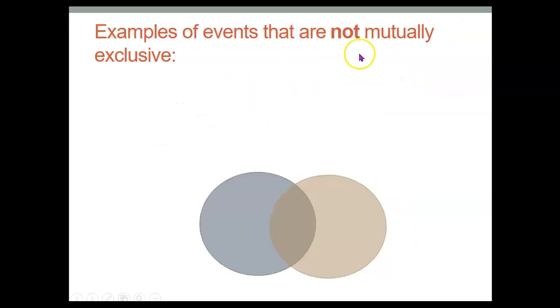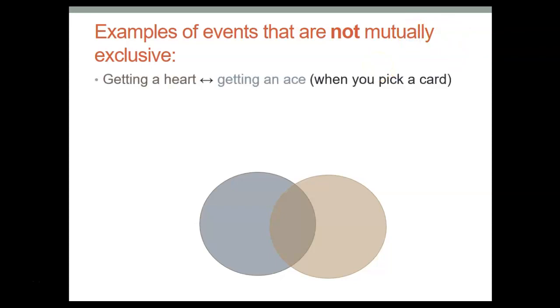Now here are some examples of events that are not mutually exclusive. That means that they could both be true at the same time. Getting a heart and getting an ace. If the card you happen to pick is the ace of hearts, those would both be true. Rolling a 1 and rolling an odd number. If the number you roll is a 1, then it also counts as an odd number.